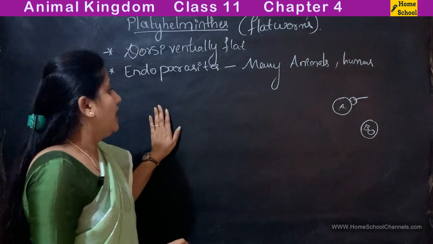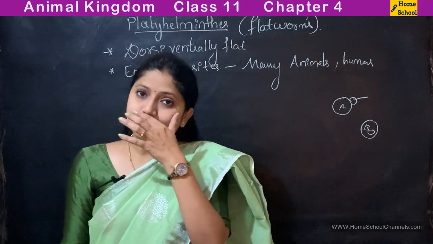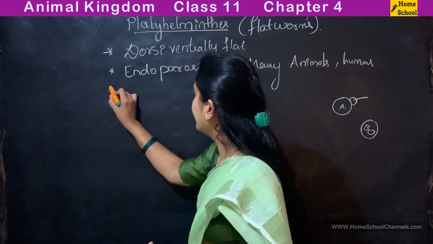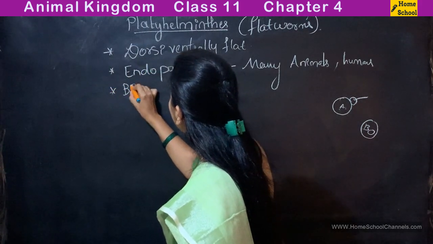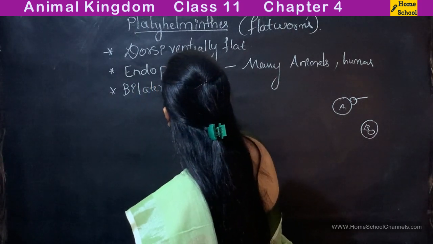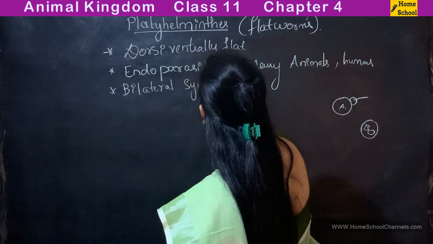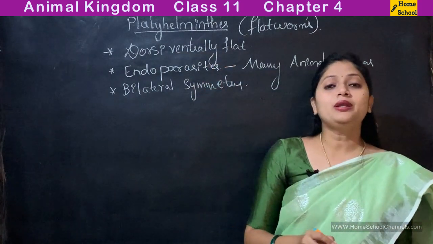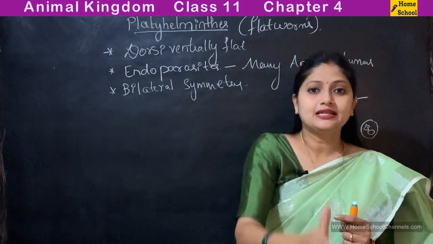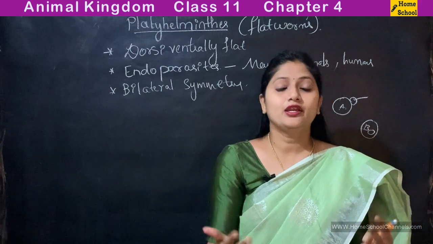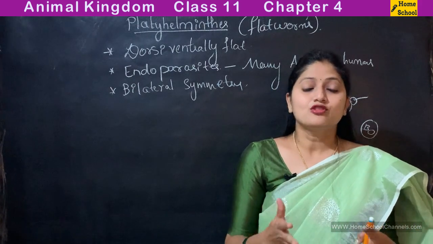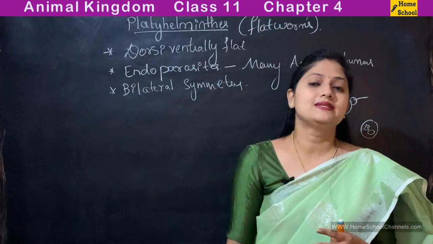Alright. Then, looking into the other details, that is the symmetry as well as the number of germ layers and everything. So, they have bilateral symmetry. What do you mean by bilateral symmetry? So here, if you take one central axis and divide that, then you get left and right equal halves. So that is called bilateral symmetry.